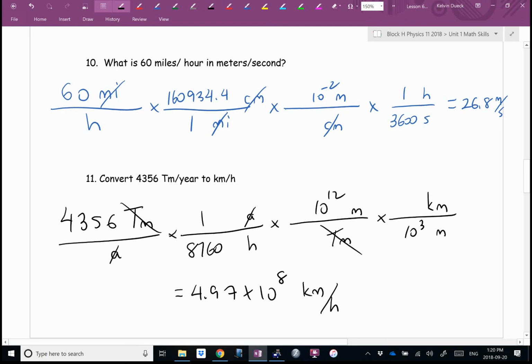By the way, that number is impossible because that number is faster than the speed of light. Oh, no, never mind. It's kilometers per hour. If it was meters per second, we'd be faster than the speed of light. But that might be doable. I take that back.